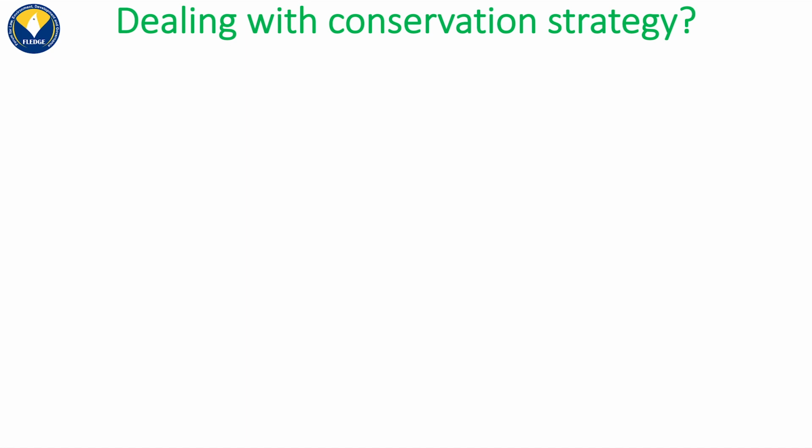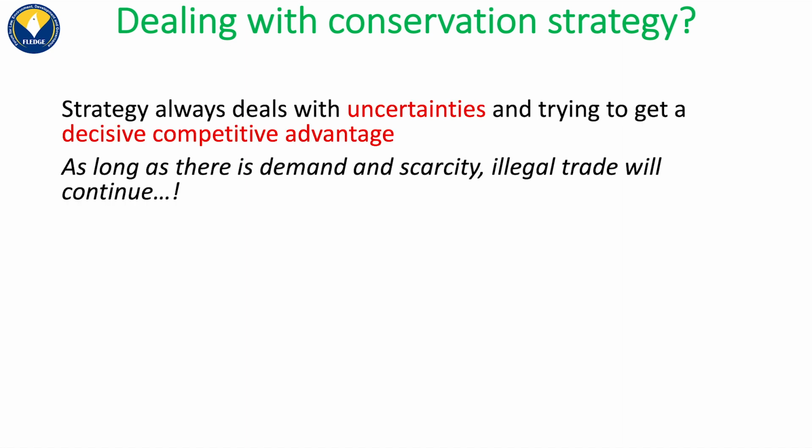And we are also trying to use the uncertainties to get a decisive comparative advantage. But the challenge here from another angle is that if you take, for example, illegal or illicit trade that is impacting biodiversity, one of the key elements we need to consider is not just people being aware of the need for conservation. There is also another social element: as long as there is a demand and scarcity for these products and these kinds of species, illegal trade will continue. So that is a key element.